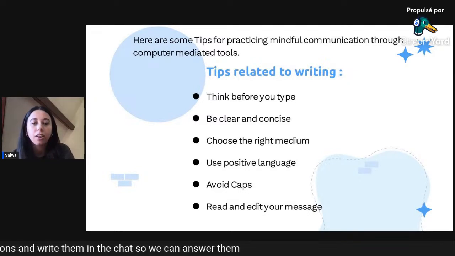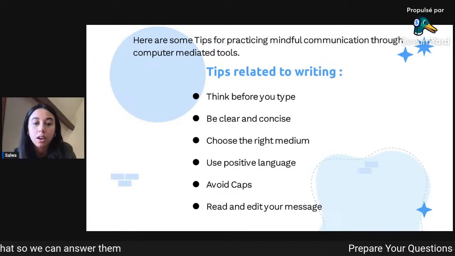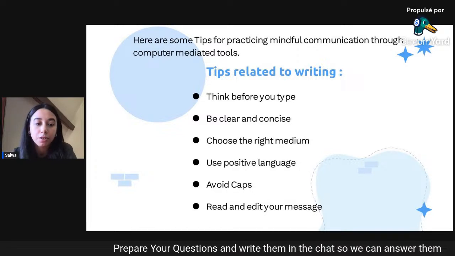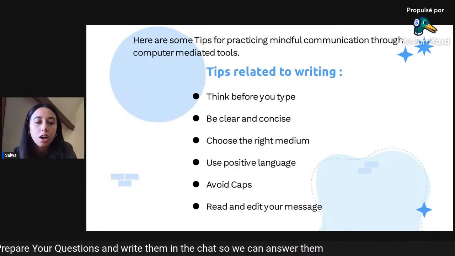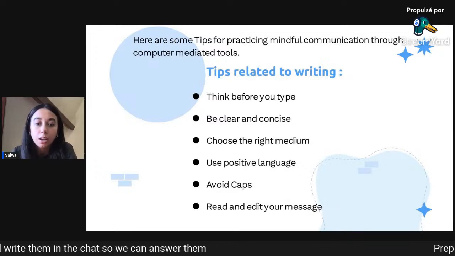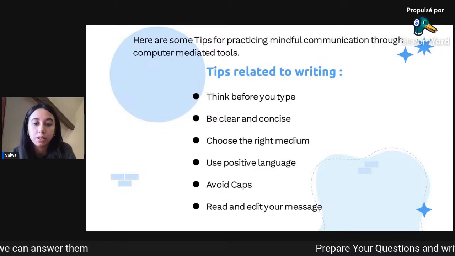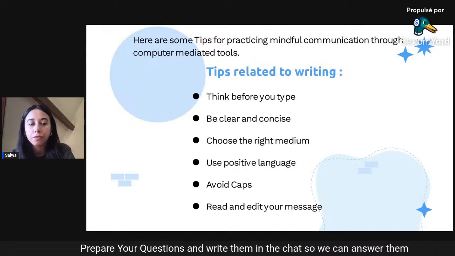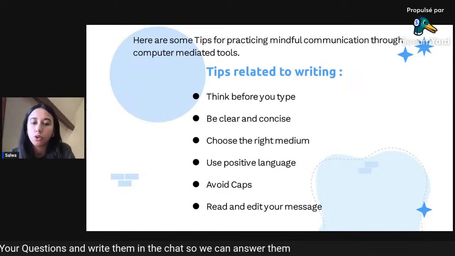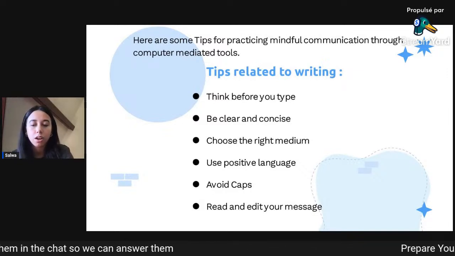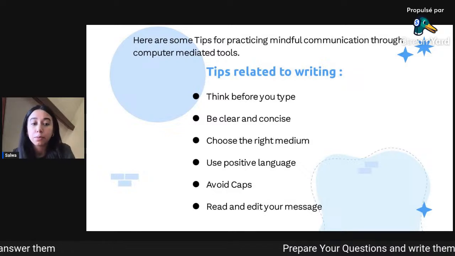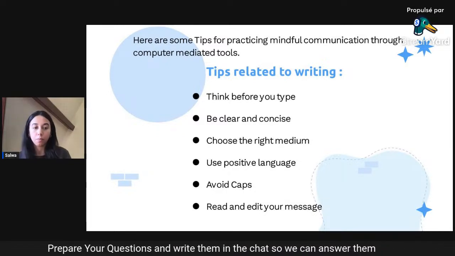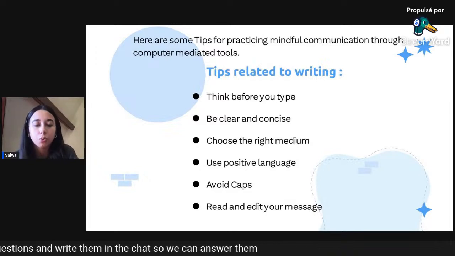First of all, we have tips related to writing. When writing a message through the computer, you need to think before you type. It's very important to take a moment and gather your thoughts before you respond to a message or you post online. You need to also be clear and concise about your message. Choose the right medium, whether it's a phone call or an email or a conference. Use positive language. Don't focus only on the problems. Try to solve whatever you can, and avoid caps because capital letters mean shouting, mean a very angry person. So you don't want to use caps when writing a message.